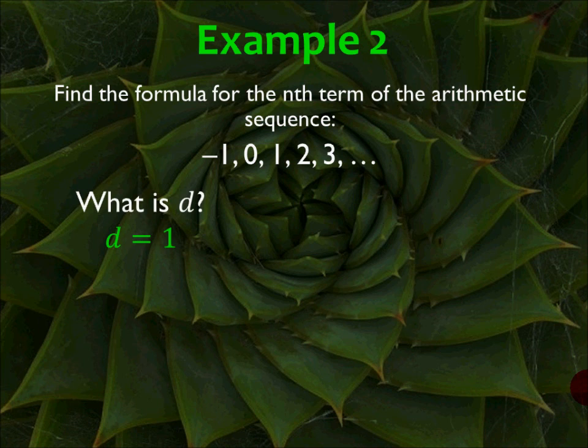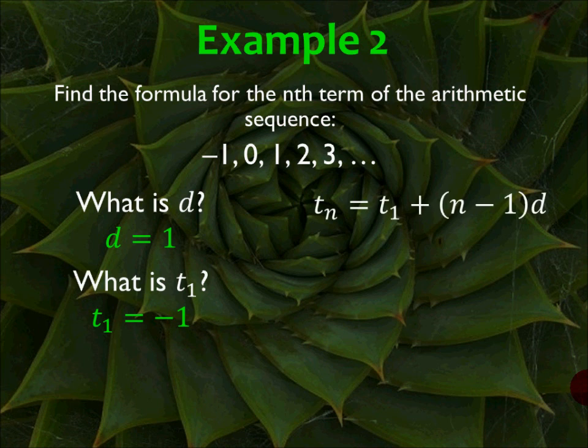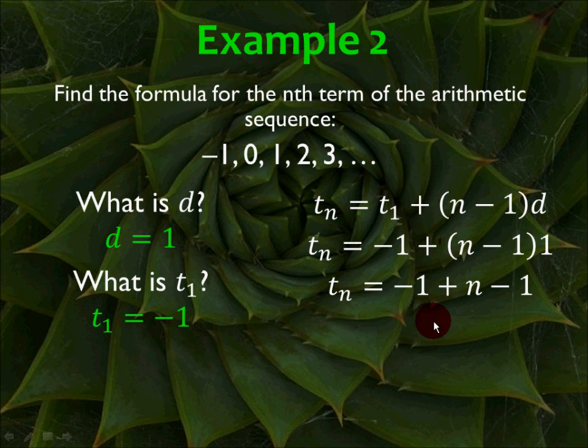So our difference is a positive 1, and our first term is negative 1. So you take those values and plug them into our general formula. T1 is negative 1, d is 1. Again, combine and simplify. Negative 1 plus n minus 1. So the nth term is simply n minus 2.